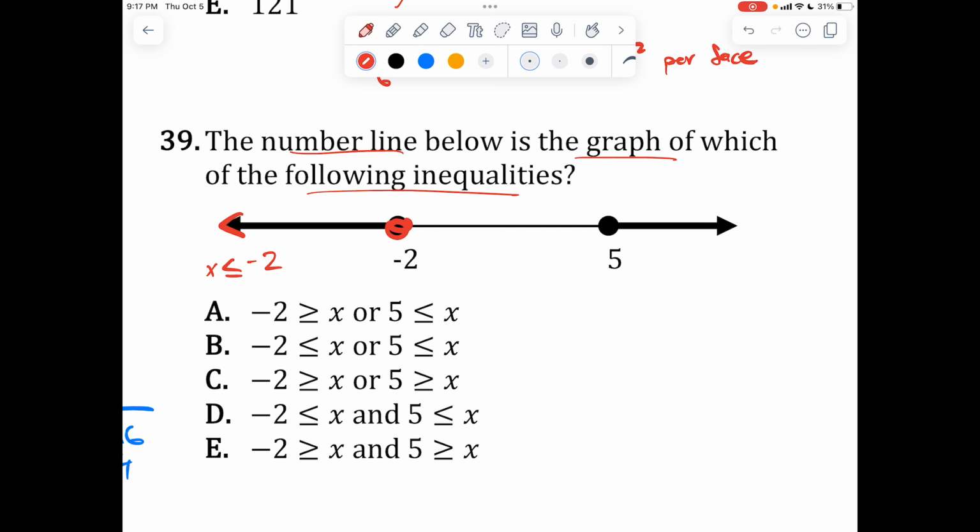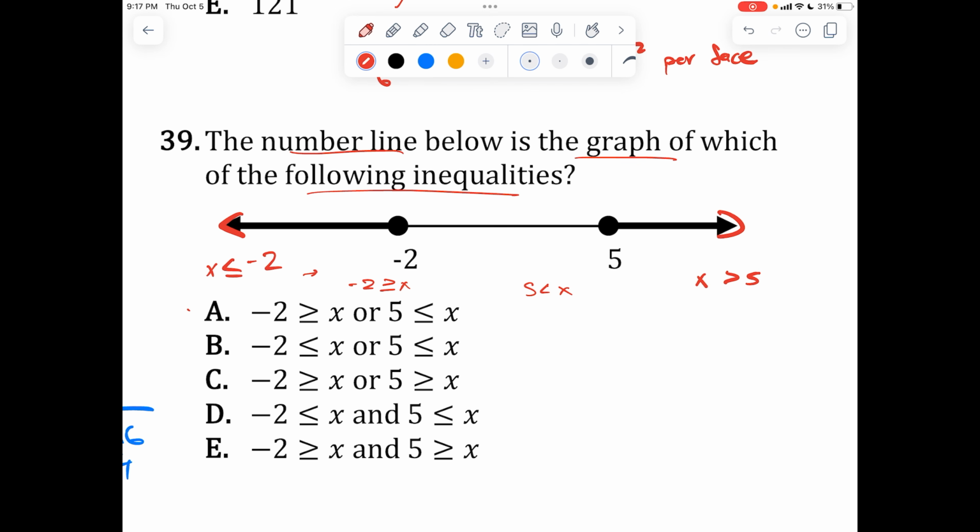And since this is a solid rather than a hollow, it's going to be less than or equal to, greater than or equal to, rather than just less than or greater than. Same thing here, arrow going this way, x is greater than 5. Okay, these are your two inequalities. You see obviously here they're written in a different order, so we're just going to flip these, like -2 is greater than or equal to x, and then 5 is less than x. So which one matches?